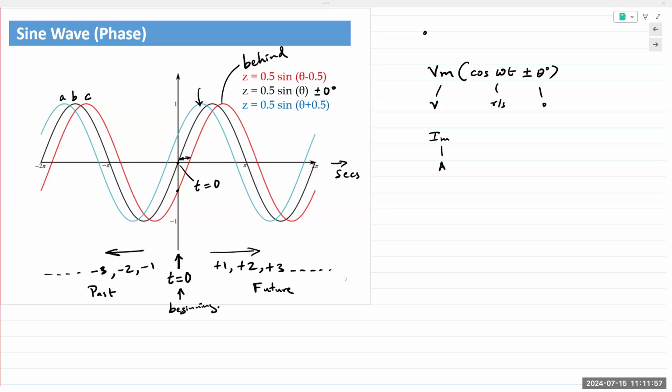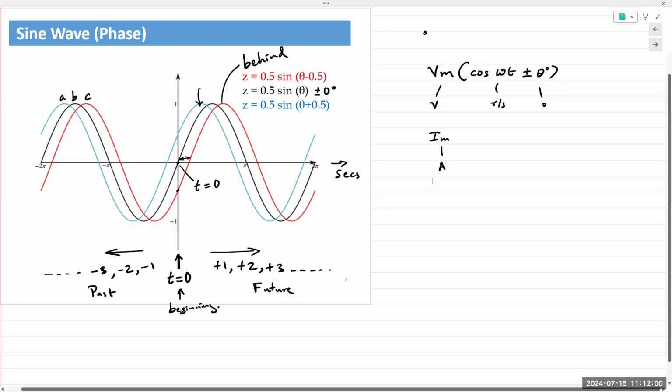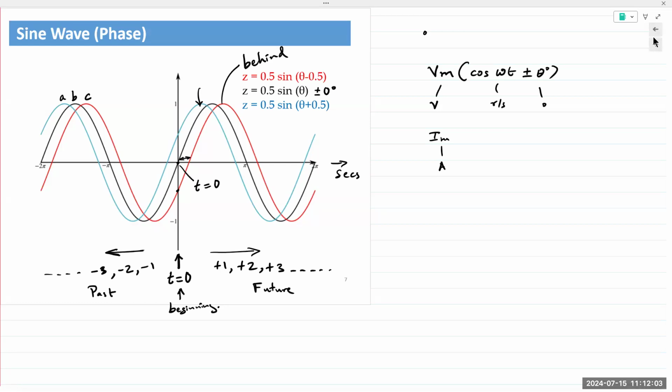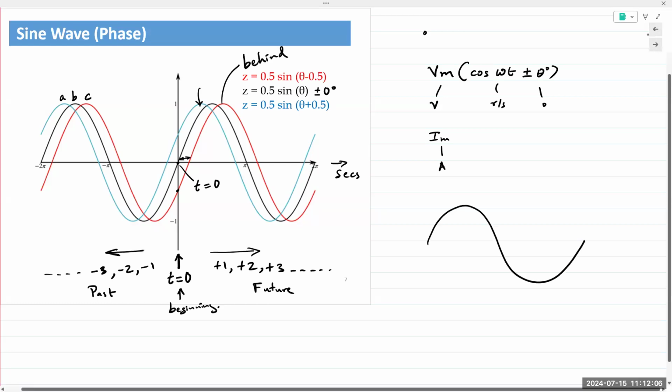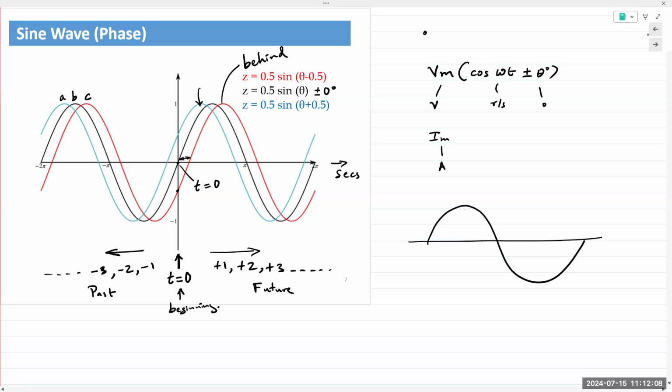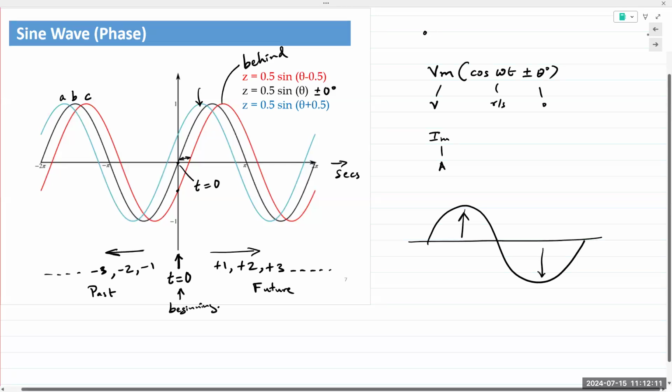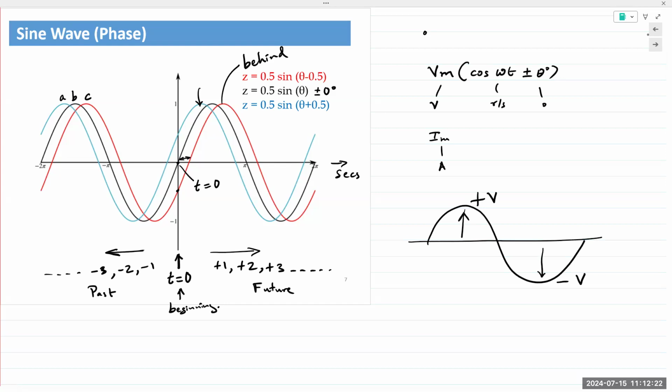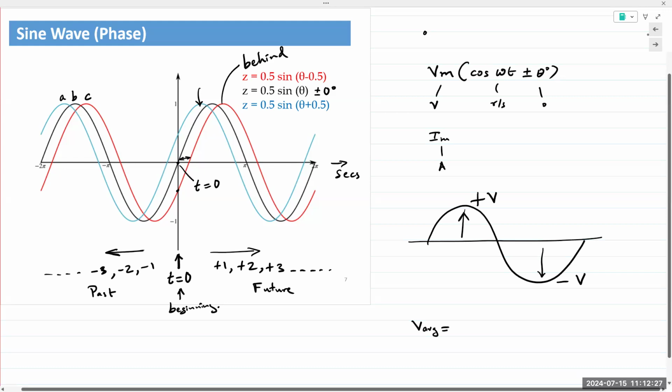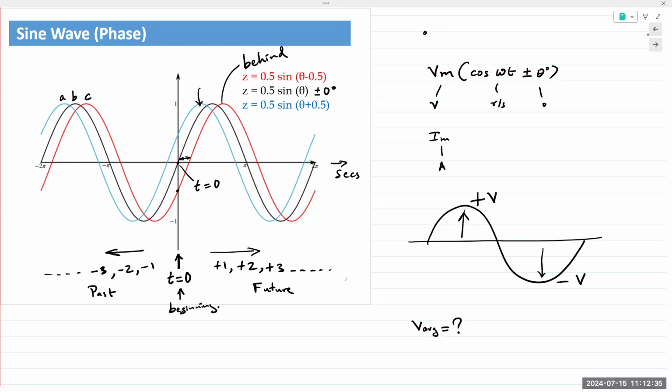If you look at this waveform, any sinusoidal waveform basically, we note that it is exactly symmetrical around the x-axis, right? So you have a positive value and you have a negative value, and both are exactly the same. So what is the average value of this waveform? Zero.